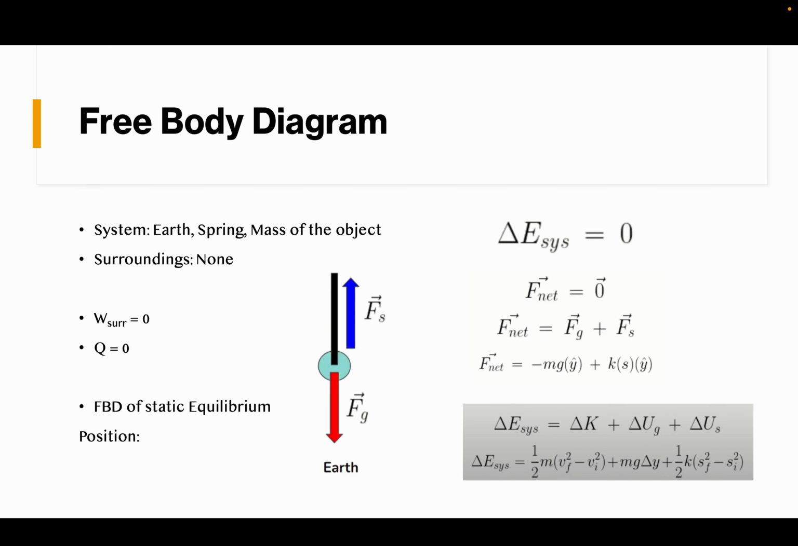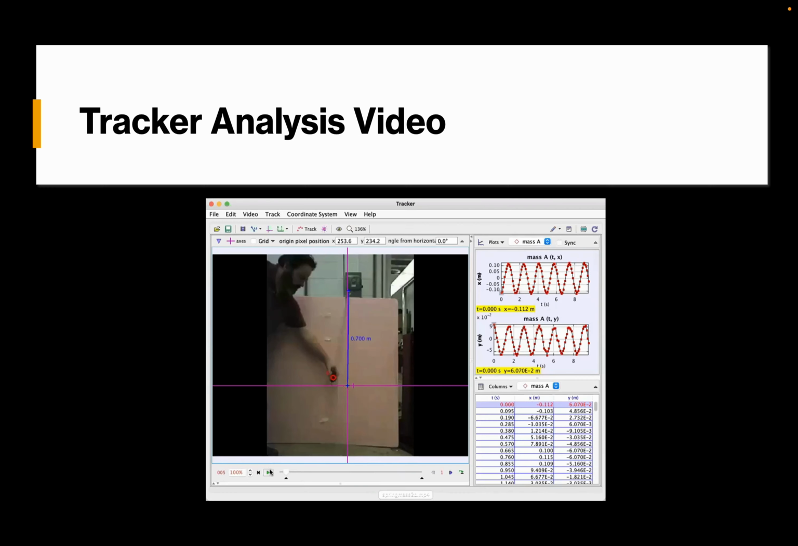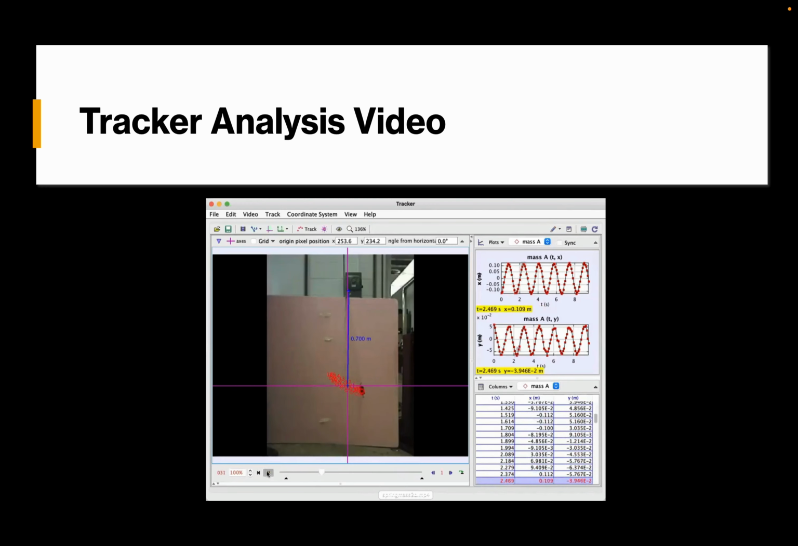We can also see the free body diagram of the static equilibrium position, with the spring force pointing upward and gravity pointing downward. Also, you can see that the total change in energy equals 0 and consists of kinetic energy, gravitational potential energy, and spring potential energy, and that the net force equals 0 as well. This is the video tracker analysis of the mass attached to a spring oscillating. As you can see on the right, there's the data that we're going to analyze further.